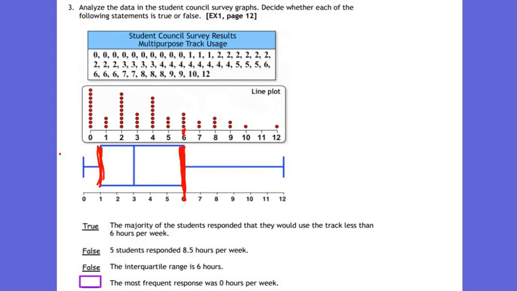The last question says the most frequent response was 0 hours per week. Which one would be the best and quickest way to answer this question? Line plot, because that tells me most popular, so obviously, is that true or false? True. That is true.